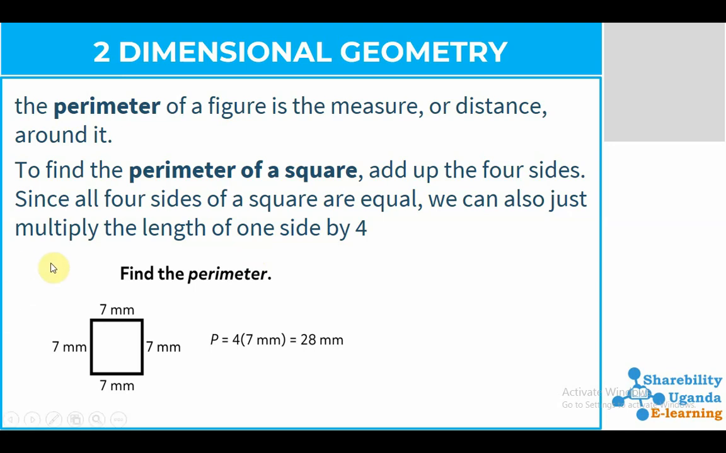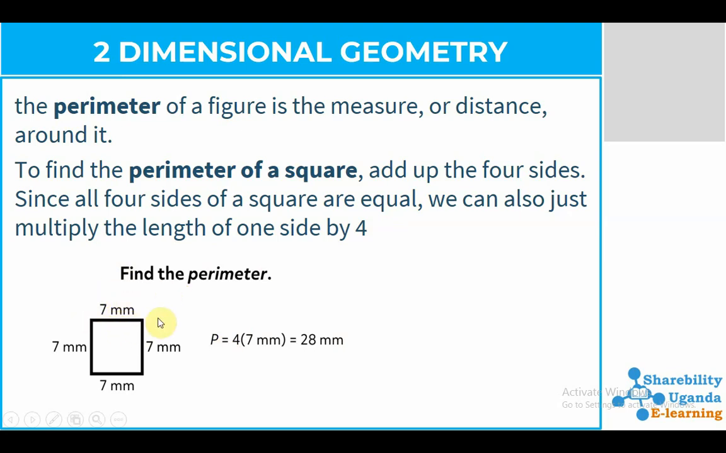So to find the perimeter of a square, we shall start with our shape, a square. They are saying that for us to find the perimeter of a square, you add up the four sides, since all the sides of the square are equal. We can also just multiply the length of one side by 4. Here they are just giving us the guideline for how you can find the perimeter of a square.